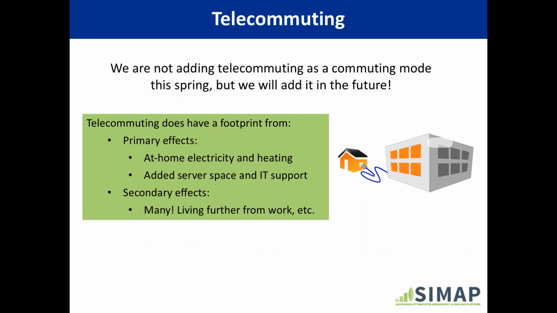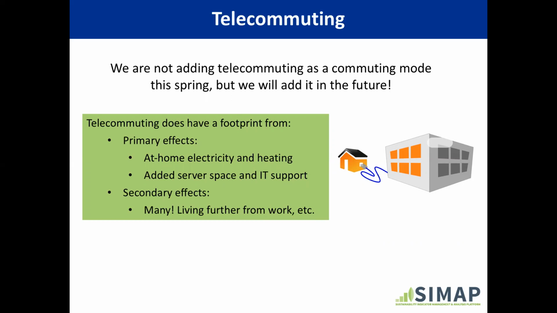And there's a lot of different ways that telecommuting can cause emissions. There are primary effects like the added at-home electricity use and heating that occurs when somebody's working from home, electricity that wouldn't be used if they were at the office or on campus. And there's also added server space and IT support to support telecommuters. There are also many secondary effects that get into aspects that are further removed, but still can be related and cause additional emissions. So for example, if someone telecommutes full time, they might live further away from the office and so have a longer commute when they do go in.